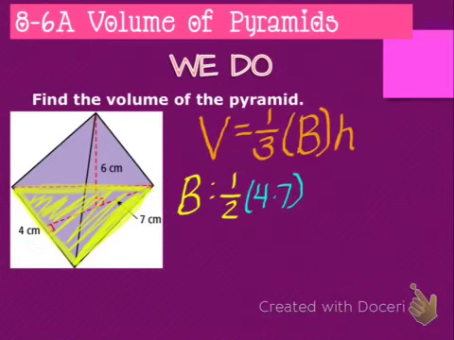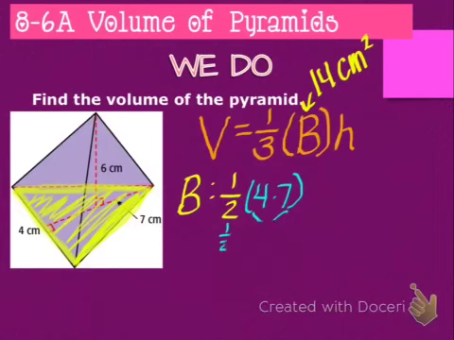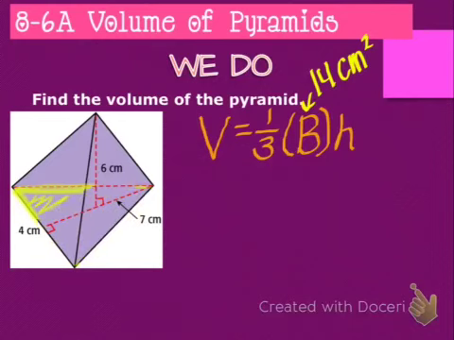Now we need to simplify this down. So I know that 4 times 7 is 28, and then I need to multiply that times 1/2, or I could think of it as divide by 2, 28 divided by 2. However you think of it, we end up getting an area of the base of 14 centimeters squared. So up at the top, you can see I've subbed it in up there. The area of the base is 14. And now we're going to continue on so that we can find the volume of the entire pyramid.